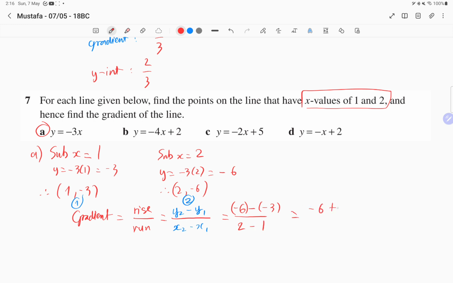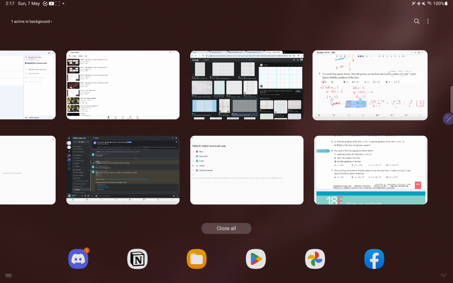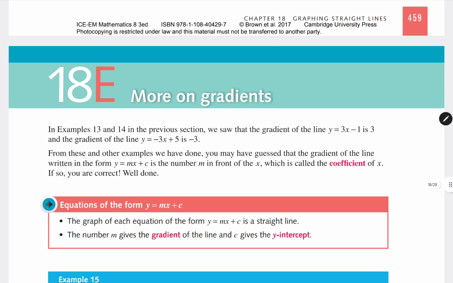So minus is a plus, and the bottom is just 1. So that'll be -3 over 1, which is -3. The gradient is -3. Make sense? So essentially, rise over run is one formula, but the one that you actually use a lot more in terms of calculation is y2 minus y1 over x2 minus x1. That's essentially your rise over run, but in x and y terms.